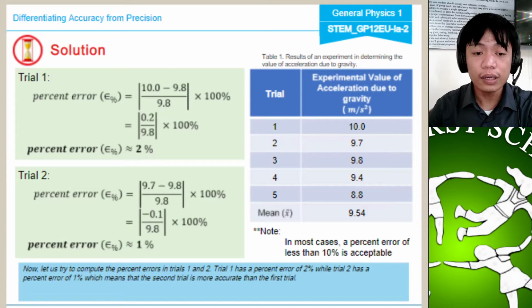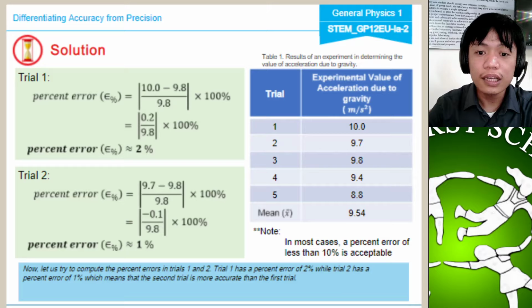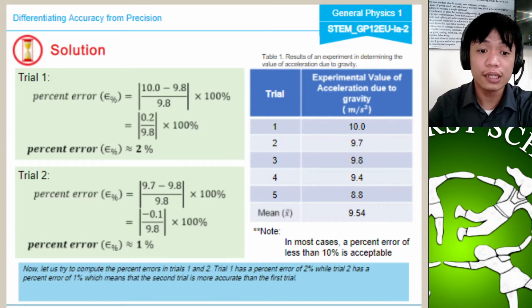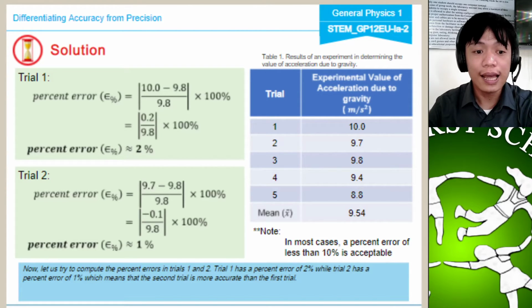So, halimbawa nito is we have 2%. The given here is the experimental value of the acceleration due to gravity in trial 1, which is 10, minus the standard value, which is 9.8. Malapit lang naman kasi ang 10 sa 9.8, which is your standard value. So, meaning to say, the percent error is 2. So, mababa siya. So, mataas yung accuracy level nito.